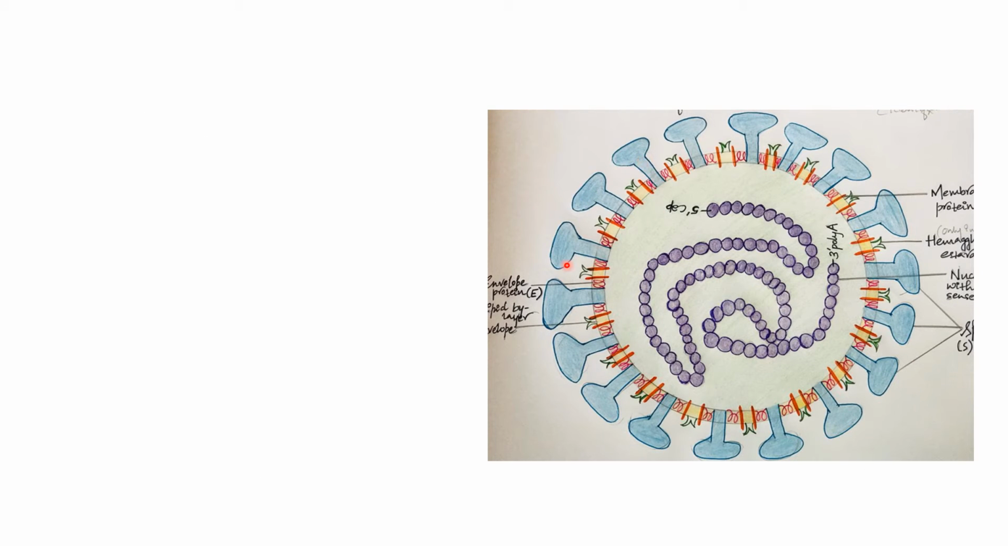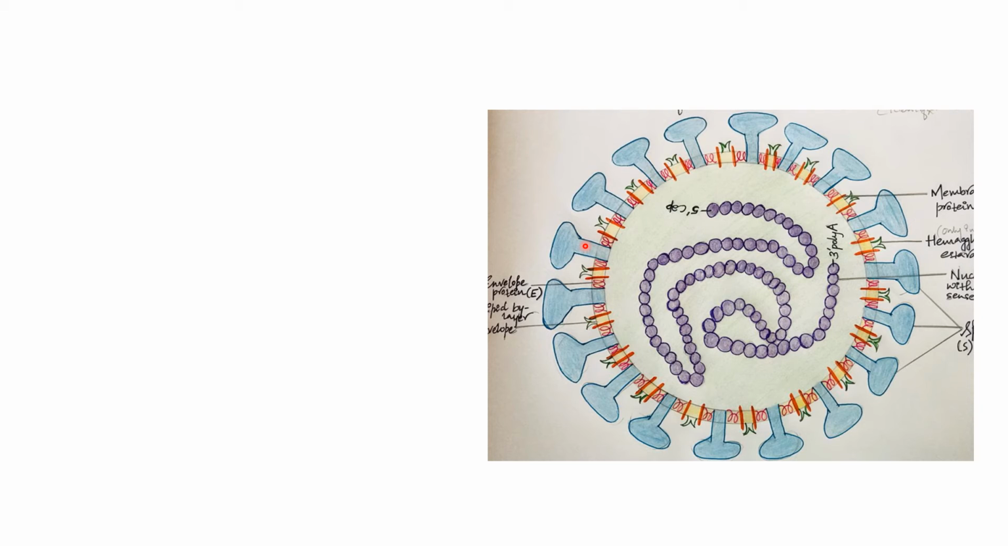Okay, so these are spikes of coronavirus. These are responsible for interaction with the host cell. But in coronavirus, human coronavirus NL63, M proteins are responsible for interaction with the host cell and not the spike proteins.